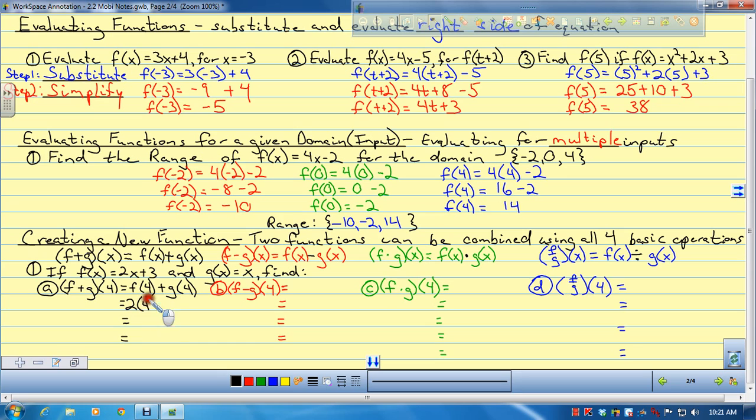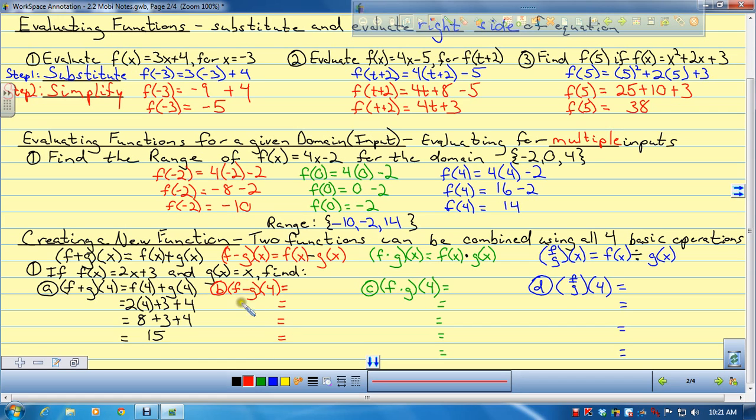2 times 4 plus 3. Okay, I've substituted that in there. And then I'm going to add g of 4. If I substitute 4 into there, well, it's simply a 4, right? So now I just have to simplify, and that would be 8 plus 3 plus 4, which we know is 15.